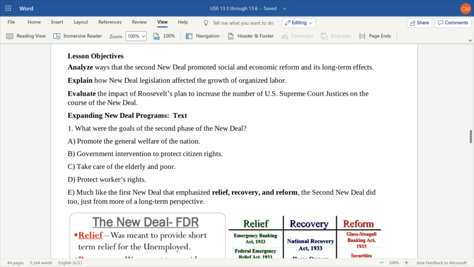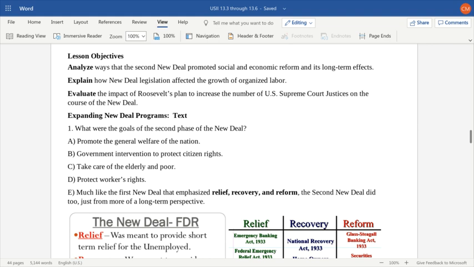And as we move forward, we're going to look at the different types of programs that President Roosevelt passed to help out the country. We're going to explain how New Deal legislation impacted the growth of organized labor. We're going to evaluate the impact of Roosevelt's plan to increase the number of U.S. Supreme Court justices on the Supreme Court. Okay, as we move forward, make sure you get down your responses.